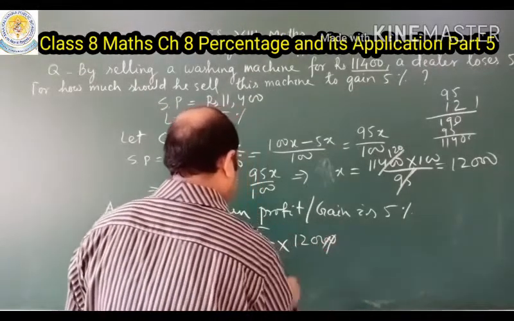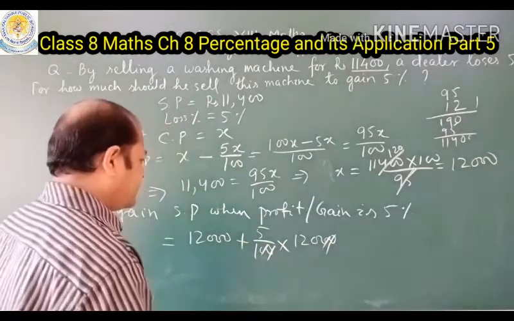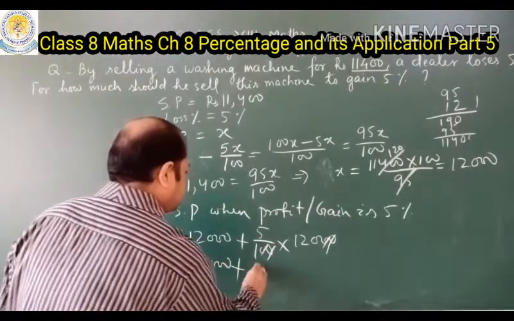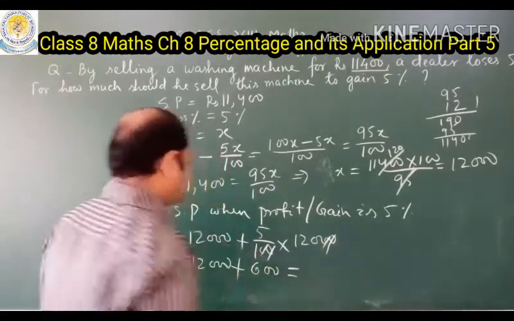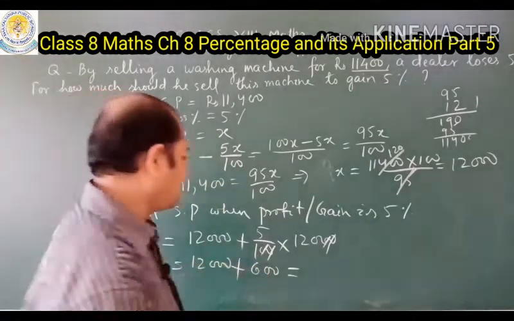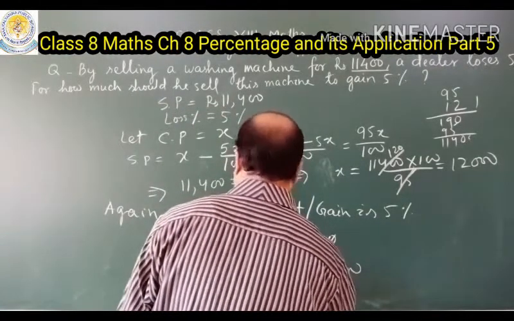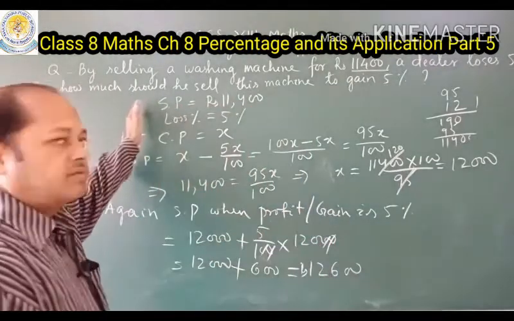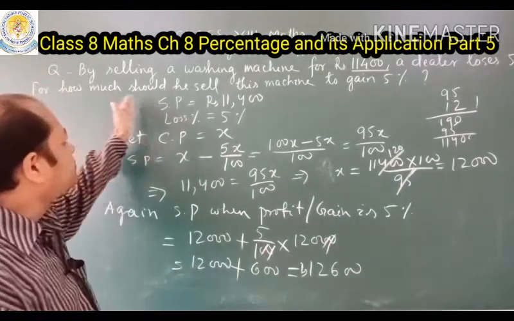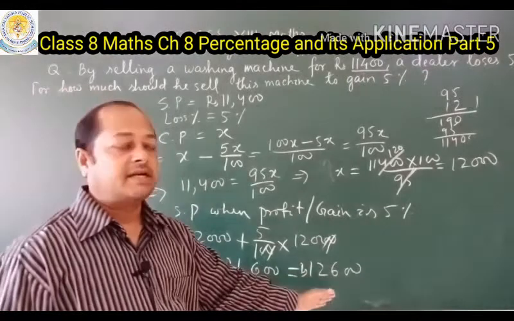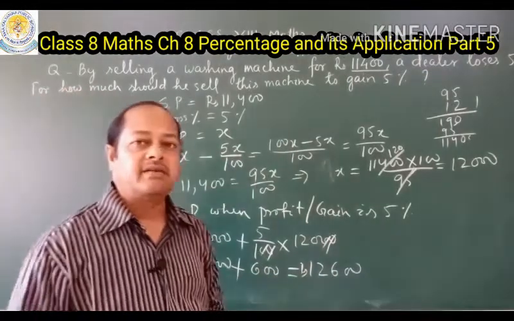So 5% of the cost price, that is 12,000. Simplify it: equal to 12,000 plus 600. How much? 12,000 plus 600 equal to 12,600, and this is the answer. The question asks how much he should sell. He should sell at 12,600, so that he will get the gain of 5%.